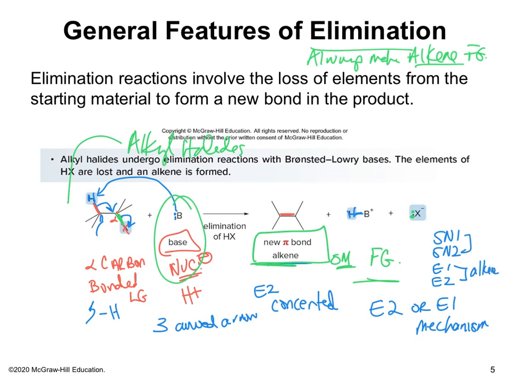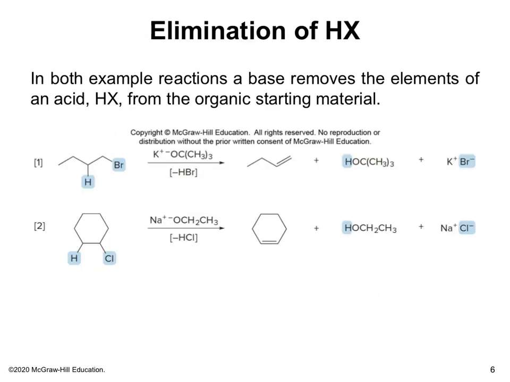SN1 and SN2, you substitute the nucleophile. So the nucleophile is substituted for the X, the leaving group. So all of them have the same substrate with a leaving group, but if you do a substitution, the nucleophile becomes part of the carbon compound, and if you have an elimination, you're always going to make an alkene. So this is elimination of HX.